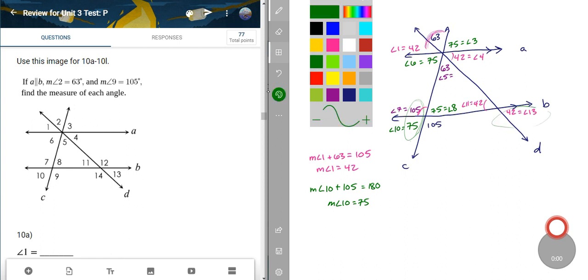And then based off that, we can linear pair it again. So our measurement of angle 14 plus that 42 degrees there is going to equal our 180. So pull that out and we get what, 138 is the measurement of angle 14. So 138 is angle 14, and the vertical on that is also 138, which is angle 12.